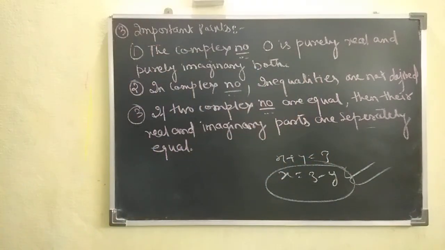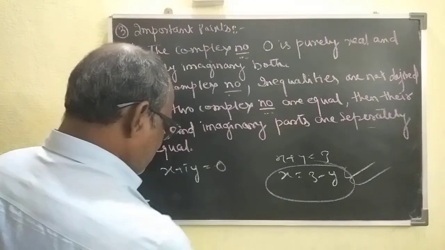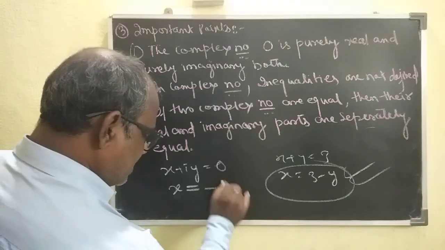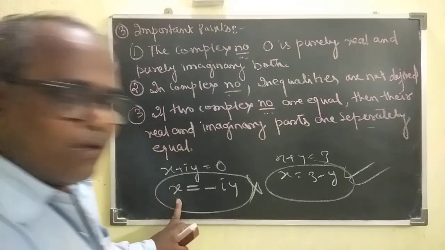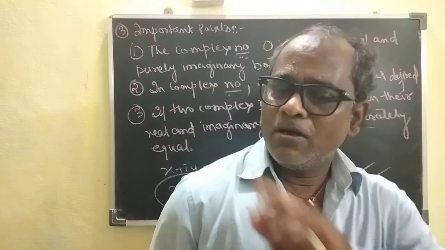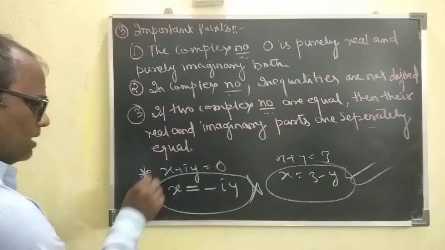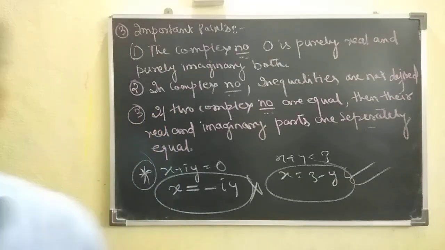But if we write that x plus iy equals to 0, then x equals to minus iy. This cannot happen, क्योंकि कोई भी रियल नंबर कभी इमेजिनरी पार्ट हो ही नहीं सकता. So very important point, try to make it clear from these concepts.